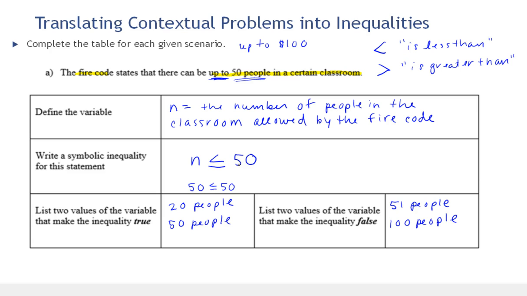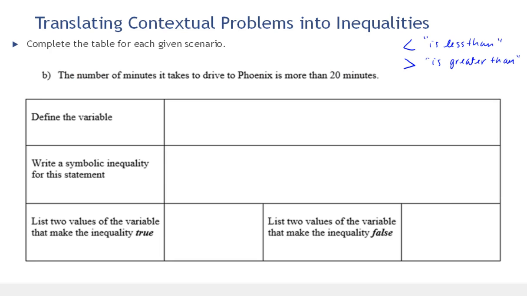Okay, so let's look at the next one. The number of minutes it takes to drive to Phoenix is more than 20 minutes. Notice I stopped at "is more than." I'm going to highlight that a different color. When you see "is" or "was," that's usually indicating the type of connective you're going to use. So first, let's define our variable. The amount that varies, or that we don't know, is the number of minutes it takes to drive to Phoenix. I'm going to call it M for minutes.